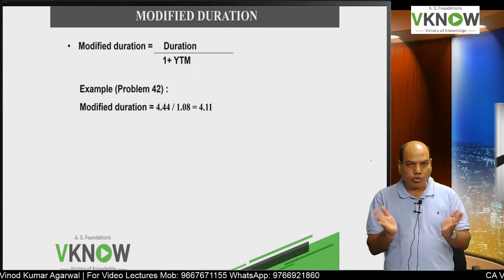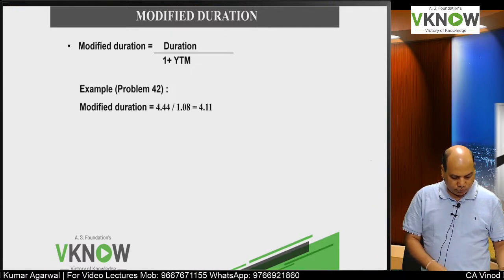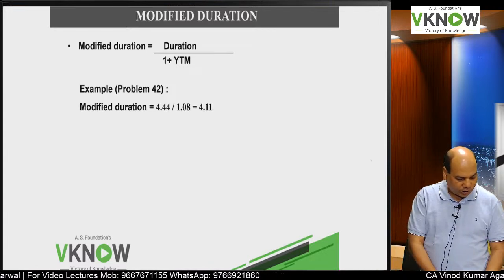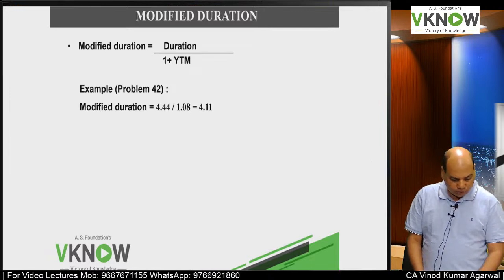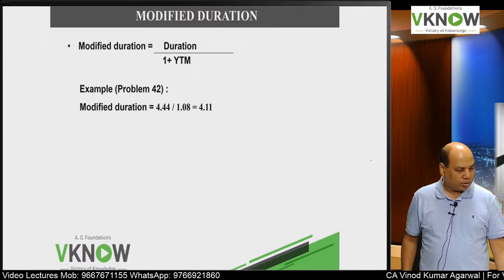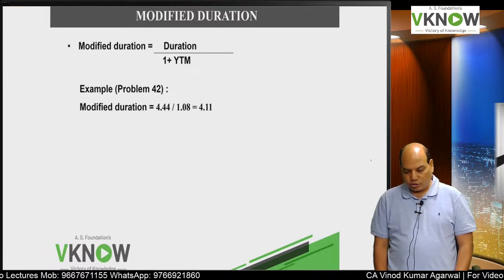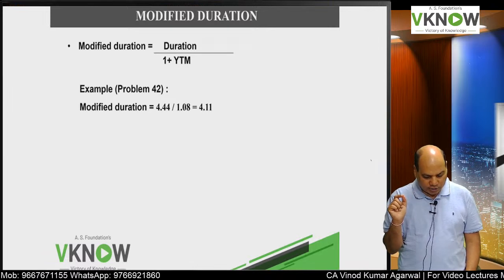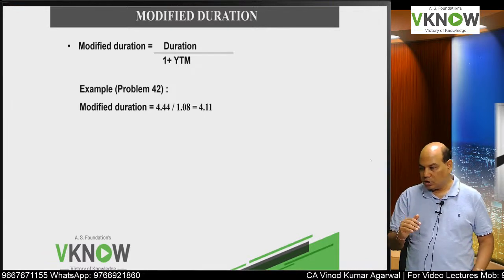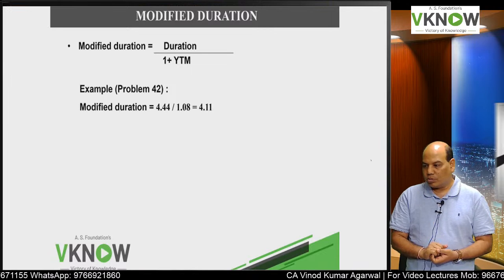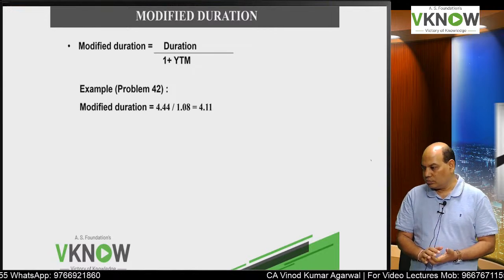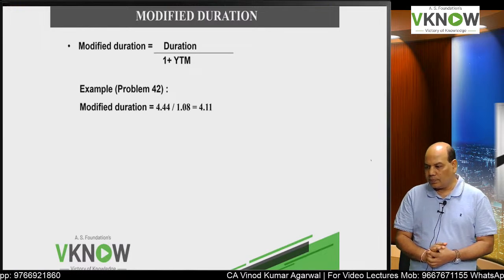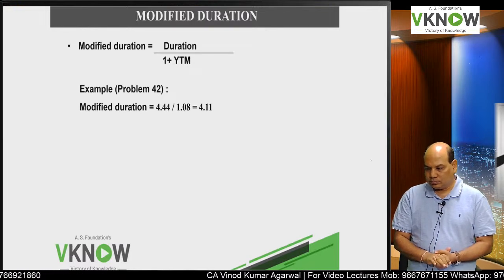Now, students will please go to question number 42, and I had asked you to keep 20 lines blank. Go to question number 42 in your notebook. The answer of modified duration is pending there. So, write down now in that blank 20 lines, modified duration is equal to duration upon 1 plus YTM.